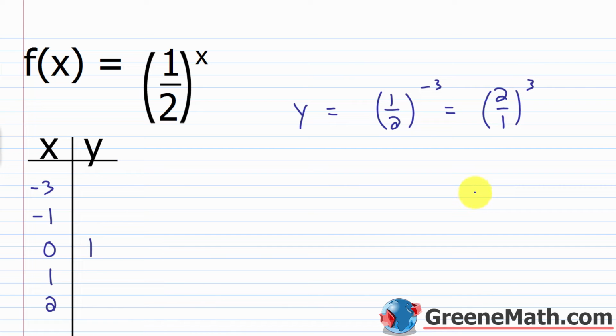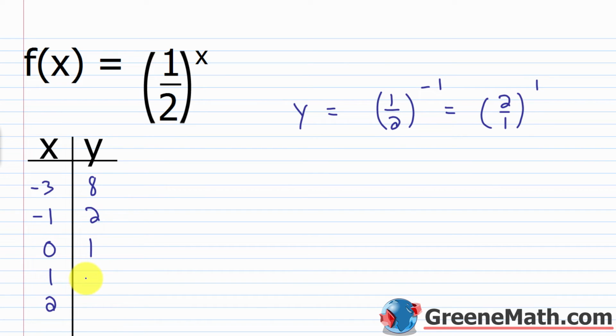So 2 over 1 is just 2. 2 cubed is 8. So when x is -3, y is 8. Now, what if x was -1? We would, again, flip the fraction, so it would become 2 over 1, raised to the first power. So that's just 2.